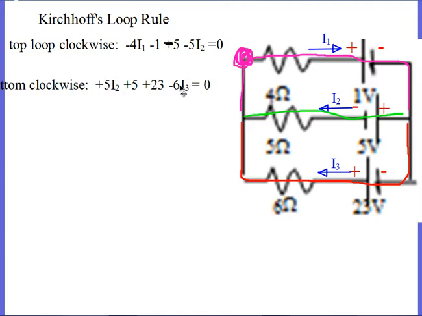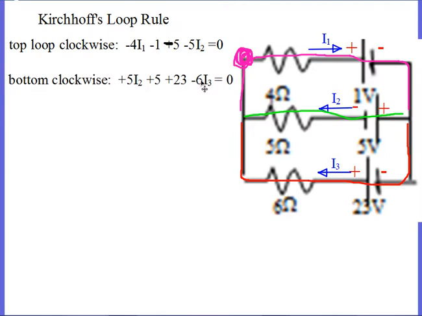We will do the bottom loop clockwise, and it looks like I started right here. So I need to remember that. So when I get back to there, I'm done with the loop. I go through this one against the current, so that will be a gain.